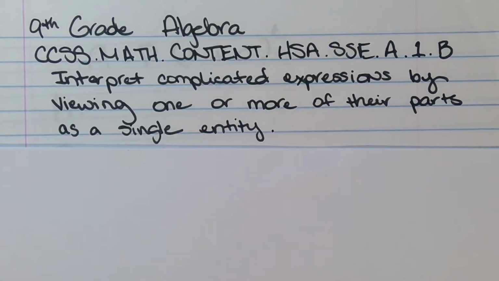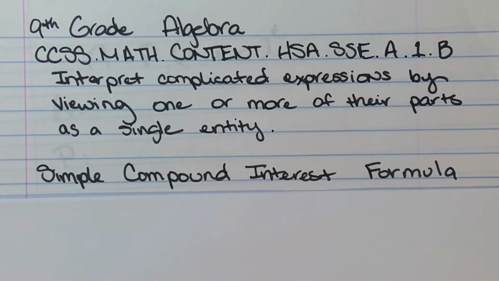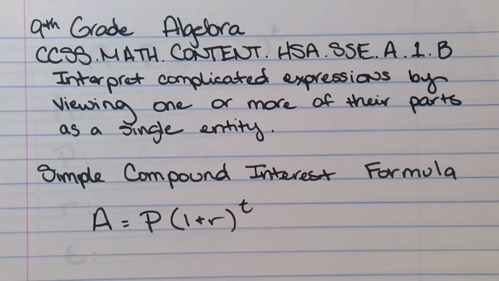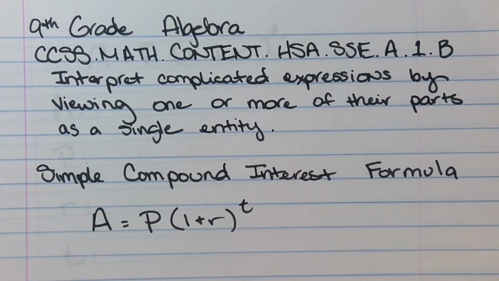Hello, ninth grade algebra. Today we are going to be talking about a Common Core State standard that states interpret complicated expressions by viewing one or more of their parts as a single entity. And the expression we are going to be looking at is the simple compound interest formula. That formula is A is equal to P times 1 plus R to the power of T.